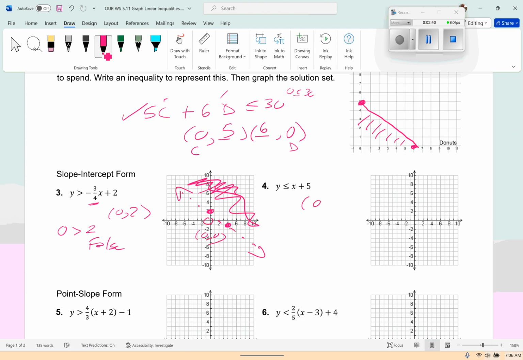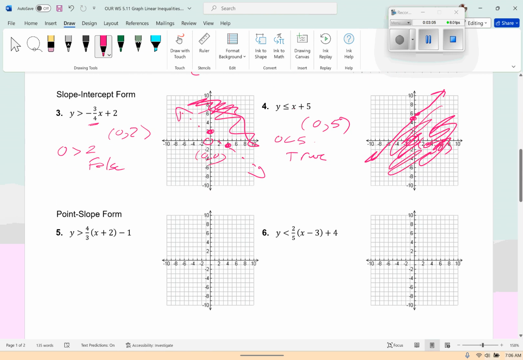This one I have y-intercept of 0 comma 5, which is here. Slope of 1 over 1, so up 1, right 1. This is a solid line. Plug 0, 0 in as your test point. That's underneath the line. So there's 0 there, 0 plus 5 is 5. 0 is less than 5. That's true. So you shade the side that 0, 0 is on, which is down here.